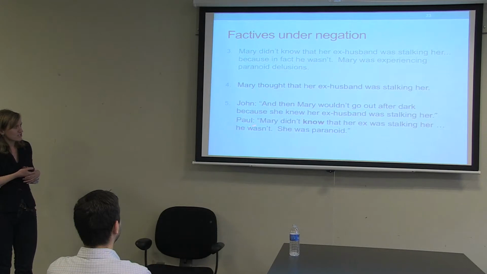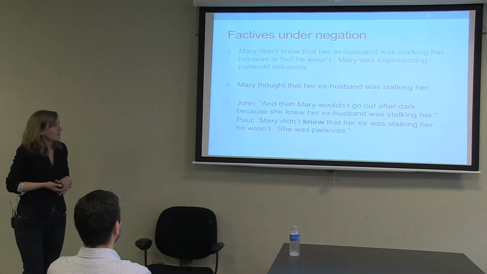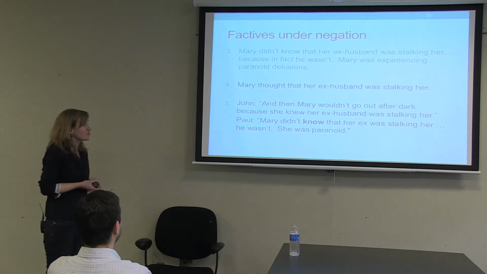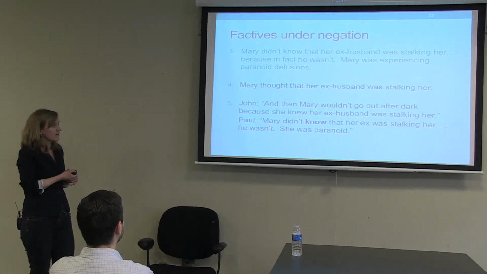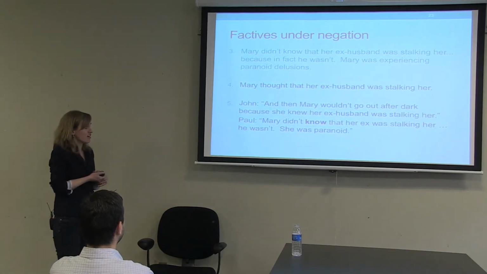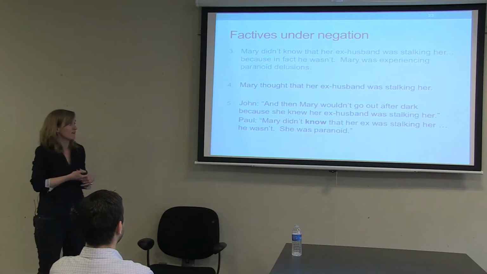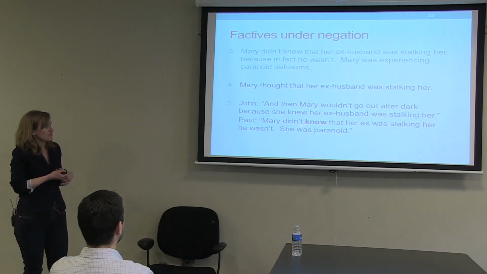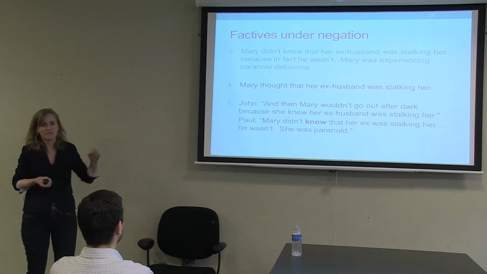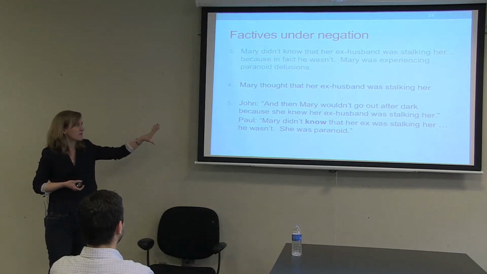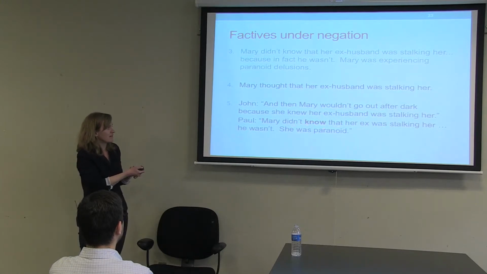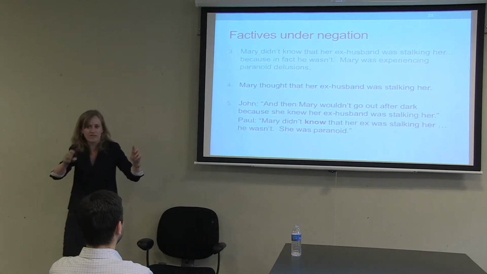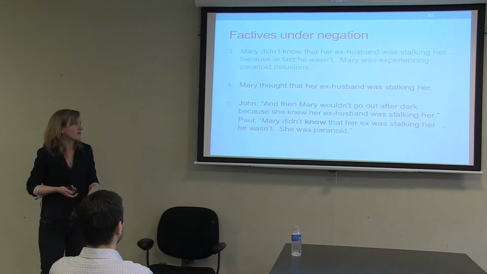Look at this interchange between John and Paul. John says, "And then Mary wouldn't go out after dark because she knew her ex-husband was stalking her." And Paul says, "Mary didn't know that her ex was stalking her. He wasn't. She was paranoid." Paul's use of the verb "to know" there is what's called echoic use. He's picking up John's presupposition, and this might be meta-linguistic negation. He's saying that's not quite the right vocabulary item there.